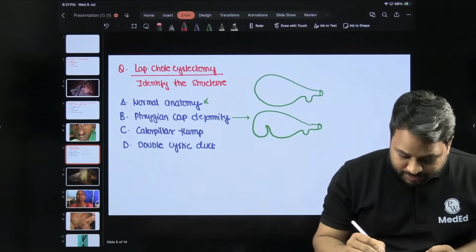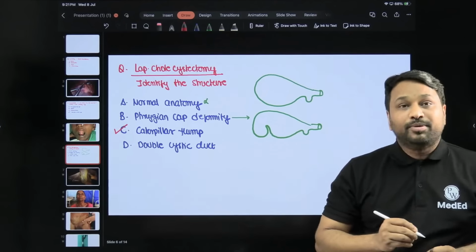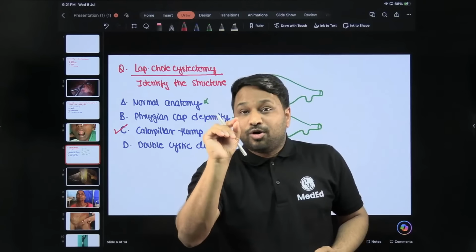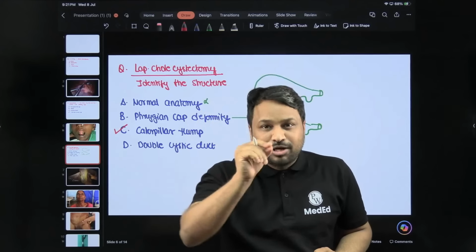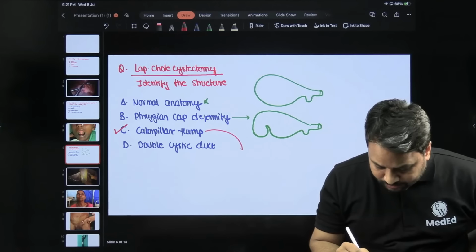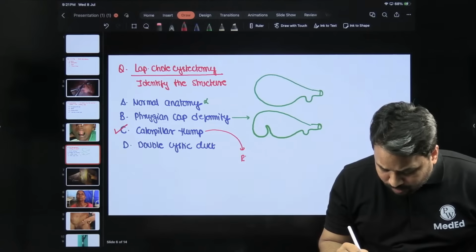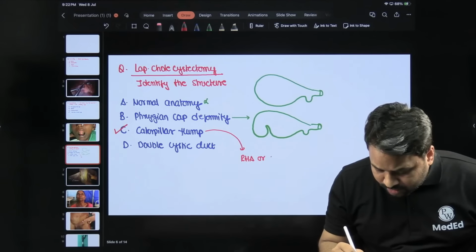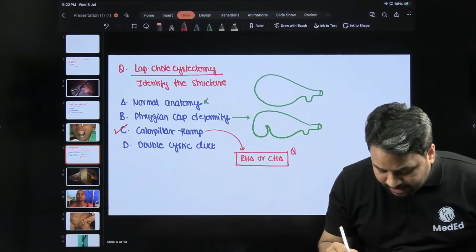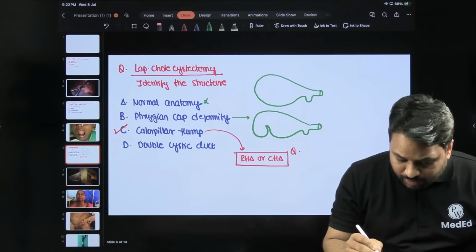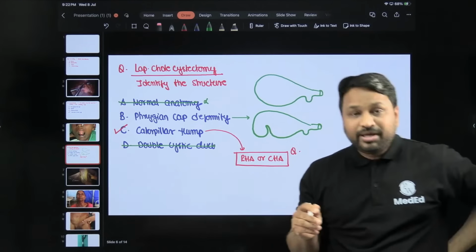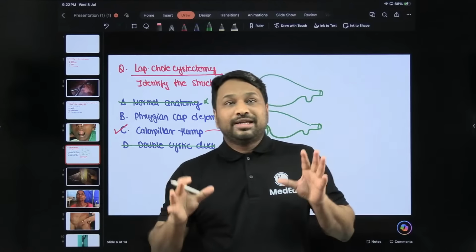The caterpillar hump is what we call the Moynihan's hump. This can be formed by the common hepatic artery, or by the cystic artery which makes a loop, or the right hepatic artery. The caterpillar hump is usually formed by the right hepatic artery or the common hepatic artery, which is running in the Calot's area. It is not a double cystic duct. This is not a normal anatomy. So the answer is the caterpillar hump.